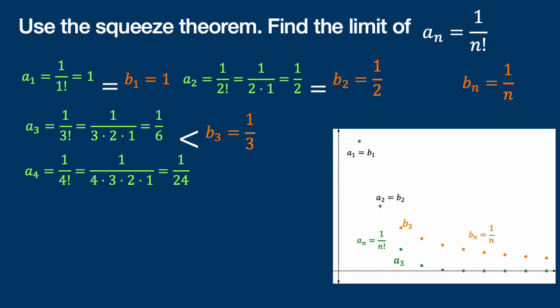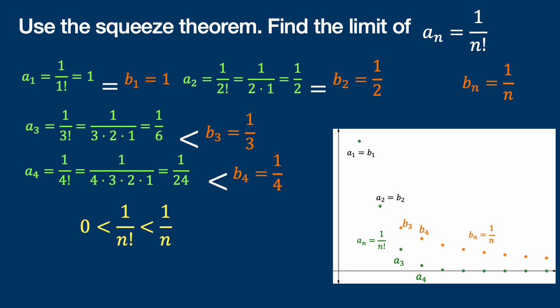Let's do one more. A4 is 1 over 4 factorial, which means 4 times 3 times 2 times 1. That's what factorial means, so that's 1 over 24. That's A4 right there, guys, the value of A4. Now B4 is 1 over 4. I sketched the value of the sequence right there, B4. Comparing the values, B4 is definitely bigger. That's the relation between An and Bn.